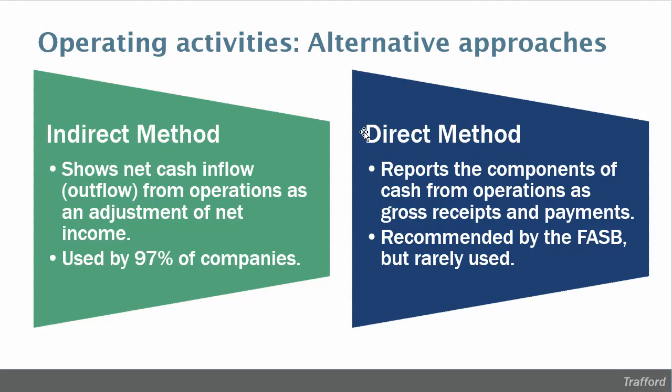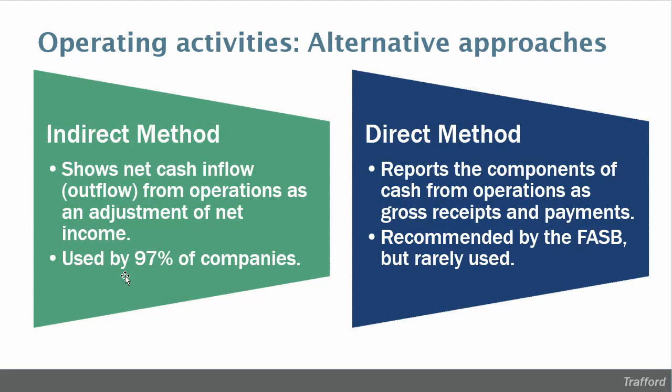The direct method is actually the method that the Financial Accounting Standards Board prefers that companies use, but it's rarely used in reality. And in fact, as you see over here, the indirect method is used by about 97% of companies that file public accounting reports here in the U.S. The indirect method shows operating cash flows by starting with net income, doing a variety of adjustments, and adjusting from net income on the income statement to operating cash flows.